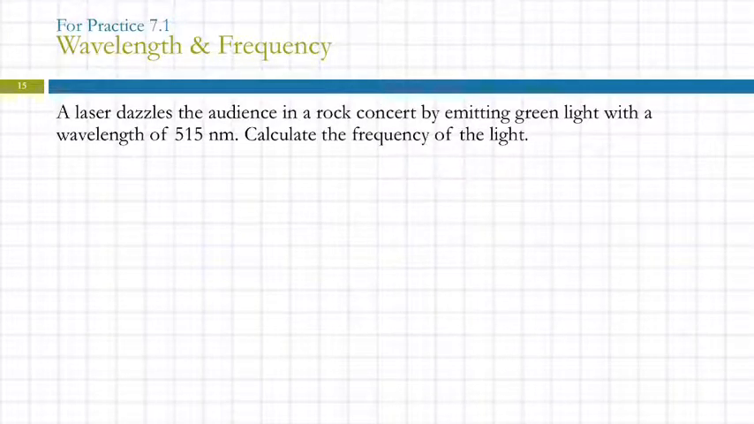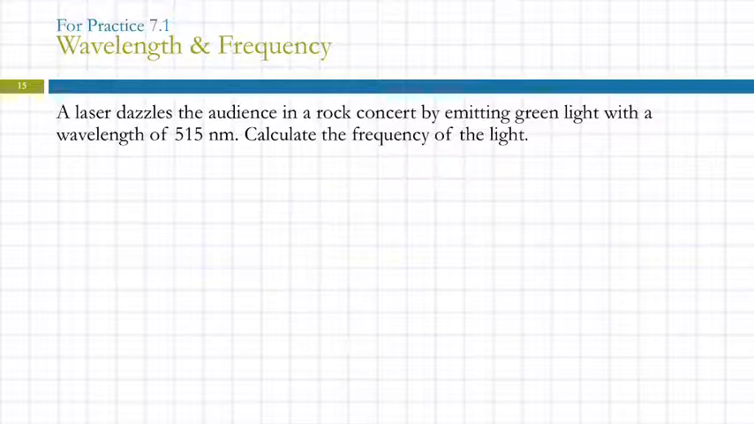Let's do this example here. A laser dazzles the audience in a rock concert by emitting green light with a wavelength of 515 nanometers. Calculate the frequency of the light. Like, oh man, that looked like it was going to be a fun problem. A rock concert and a laser.